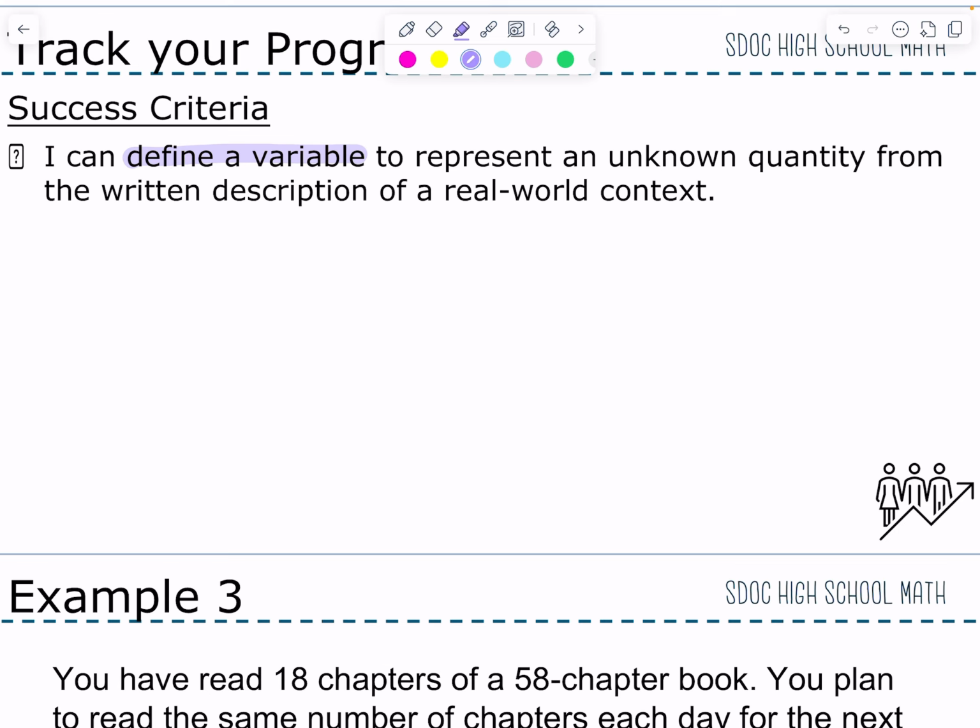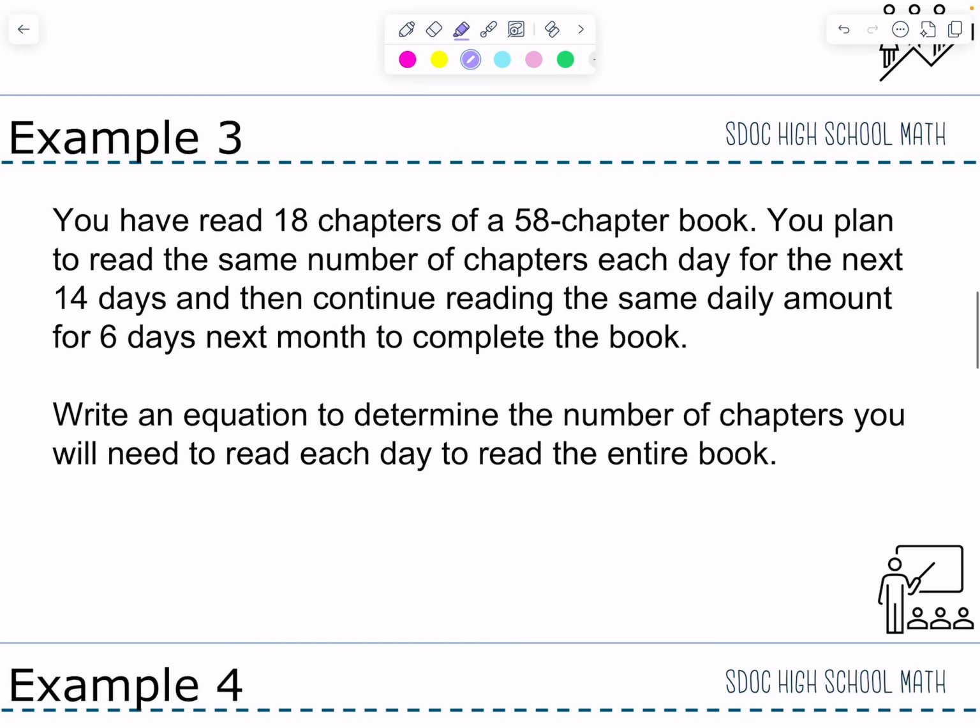Now, once we have that variable, we're going to go on and see what they're asking us to do here. You have read 18 chapters of a 58-chapter book. You plan to read the same number of chapters each day for the next 14 days, then continue reading the same daily amount for 6 days next month to complete the book. Write an equation to determine the number of chapters you will need to read.